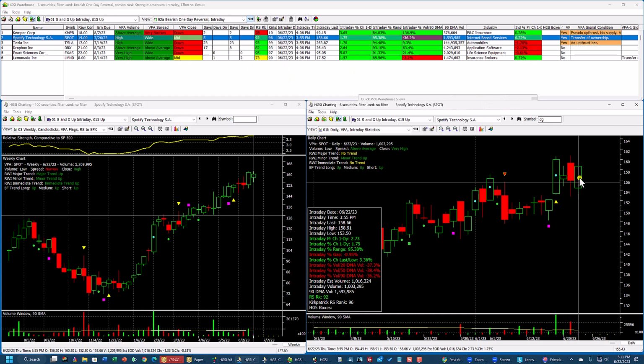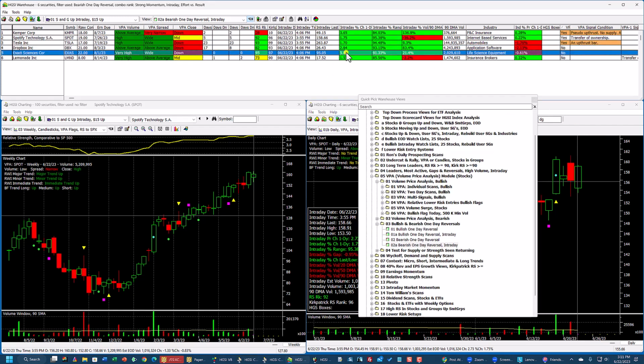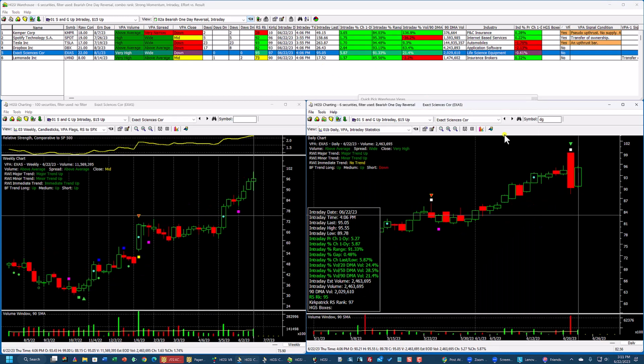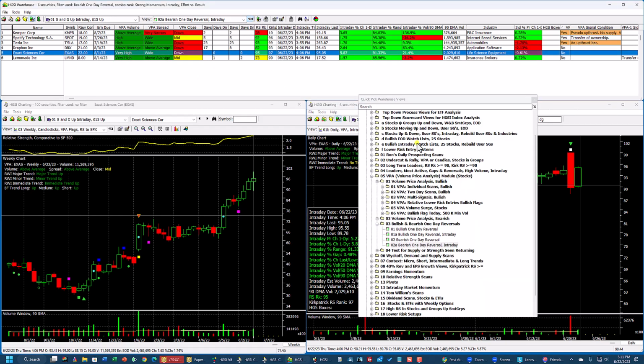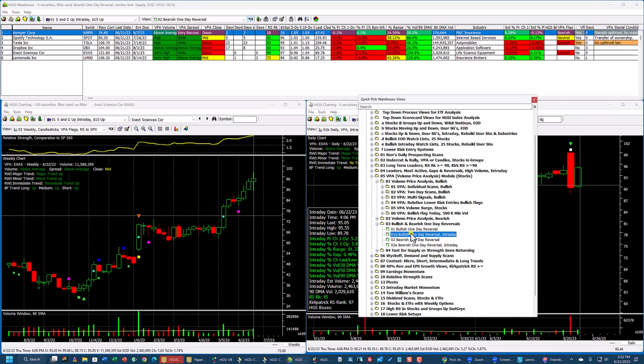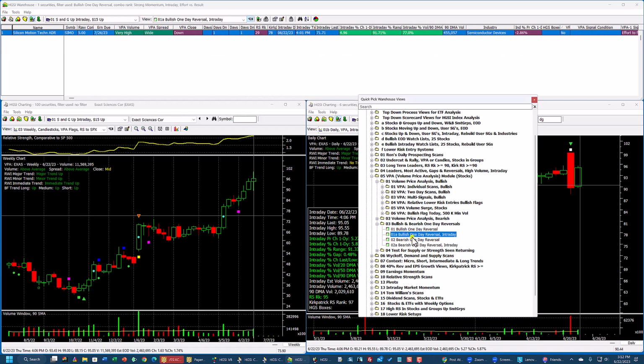So putting it in perspective, here's the stocks and groups up intraday once again, but I'm applying the one-day reversal on here so I can immediately see stocks that had a negative reversal yesterday that are going up today. Make sense? Here it is again, one-day reversal on this, but buyers came in today to support it. So I put these in recently. So just play with these and see if they work out for you.